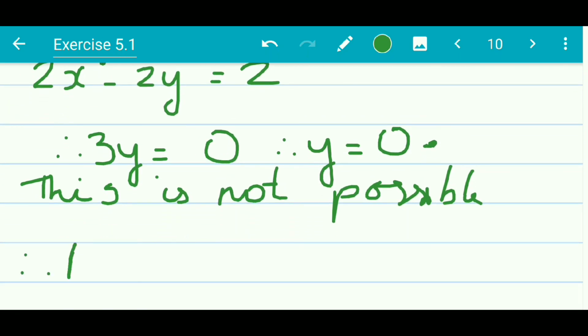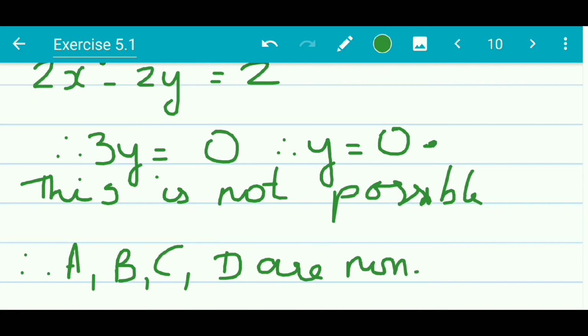Therefore the points A, B, C, D are non-coplanar. So study the sum properly. It seems a bit long, but it comes for 4 marks if it comes in the exam.